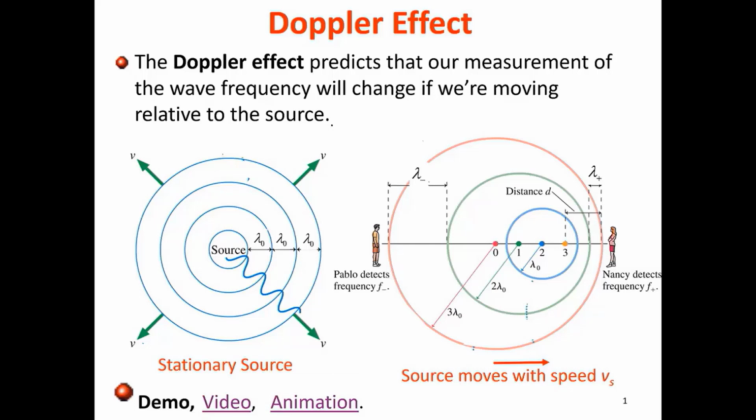In this last part of this chapter, and the last part of this lecture as well, we're going to be discussing what's called the Doppler effect. The Doppler effect predicts that our measurement of the wave frequency will change if either the source is moving relative to us or we're moving relative to the source. And this effect is familiar from our everyday experience.